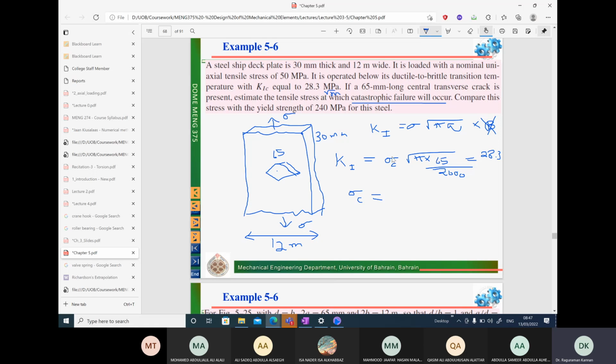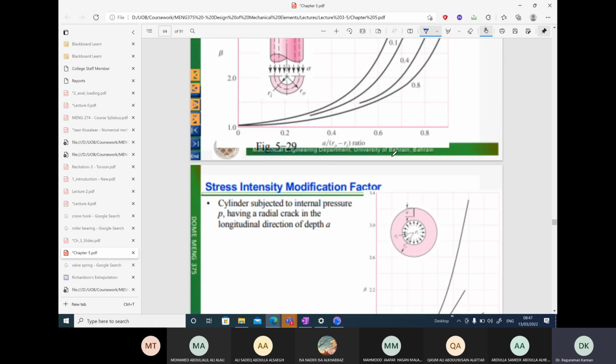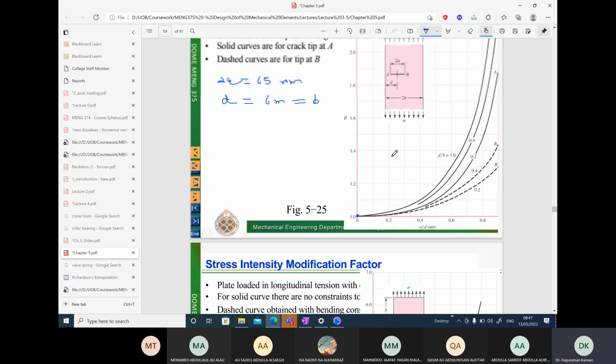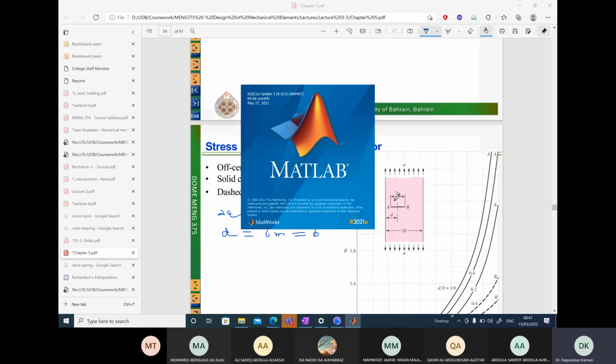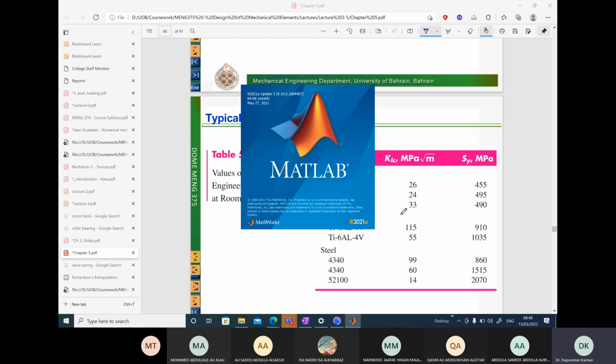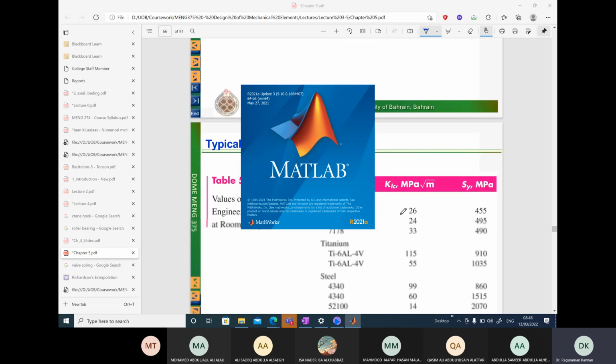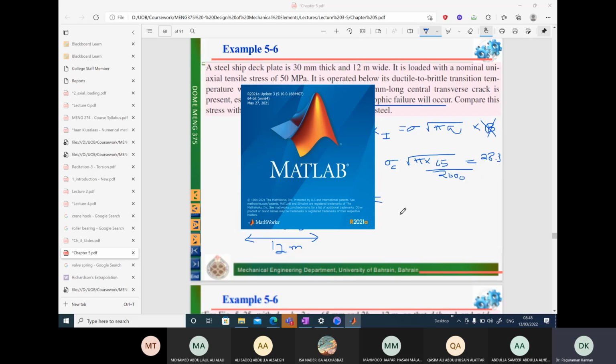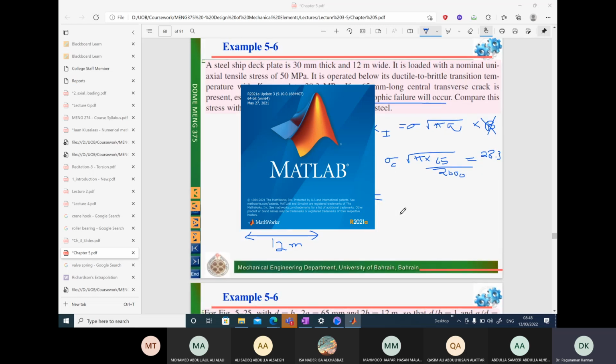Because according to the diagram, let's go back to the diagram here. We can see in the diagram we are given 2A. The total length is 65, so 65 divided by 2. Okay, so let's go back. Just hold on for a minute so that we can open MATLAB and calculate the critical value of stress.